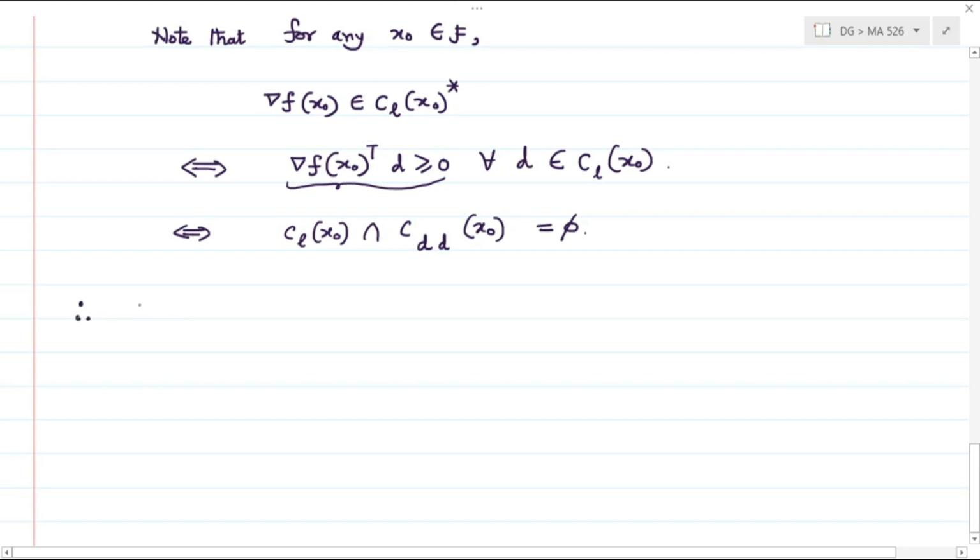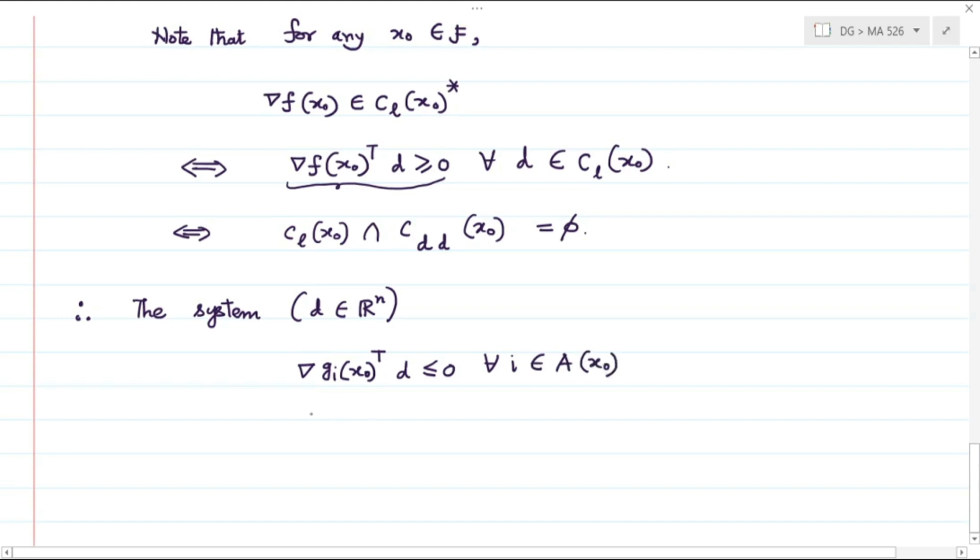Please note that if I consider the following system, where d is an element of the n-dimensional Euclidean space, I consider here the defining set for the linearizing cone: grad gi x naught transpose d is less than or equal to 0 for all i belonging to the active set, and grad of aj x naught transpose d is equal to 0 for all j equal to 1 till L.